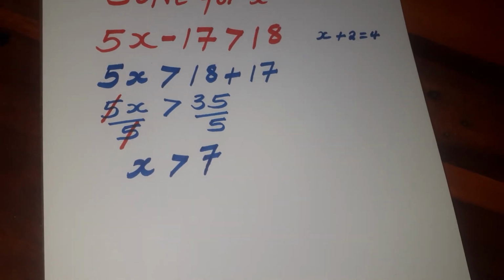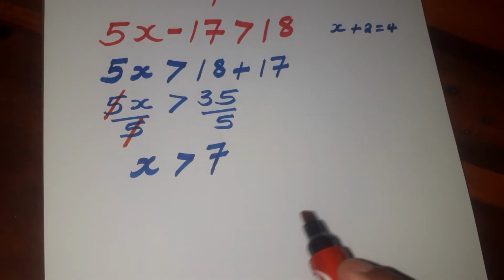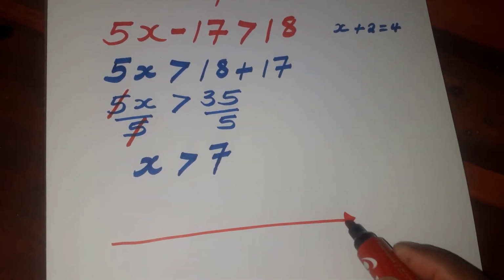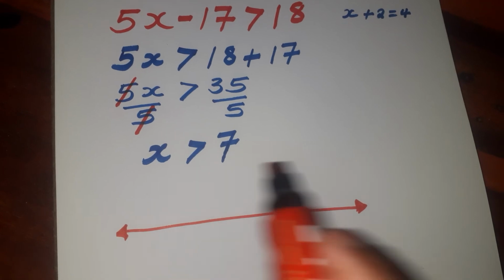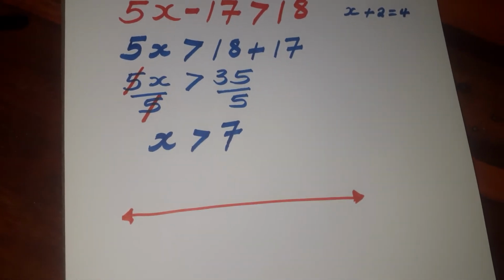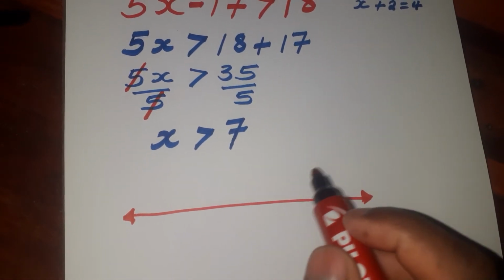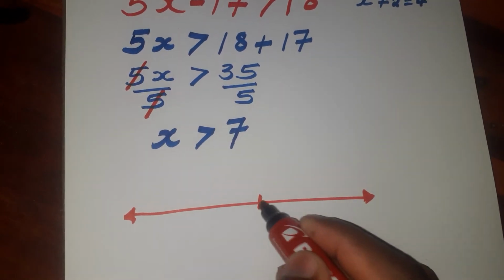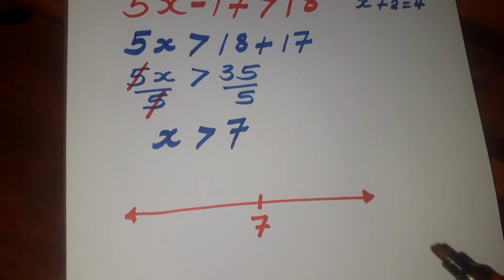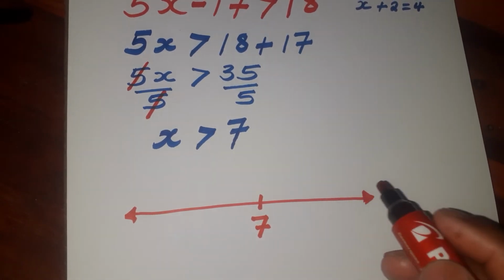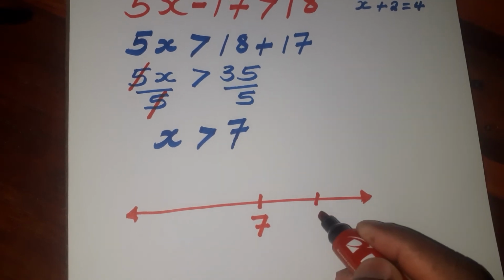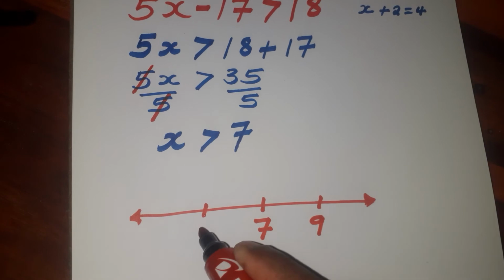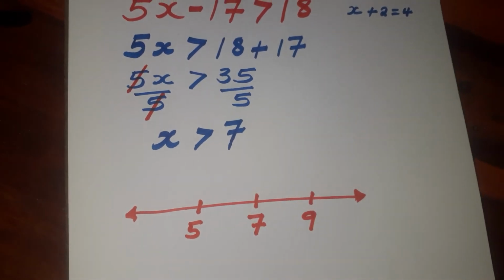Now sometimes you may be asked or required to represent this solution on a number line. What you can do, you can draw your number line like that, and then, since our solution is x greater than 7, suppose our positive 7 is here, and suppose here we have 9, this side we have 5.